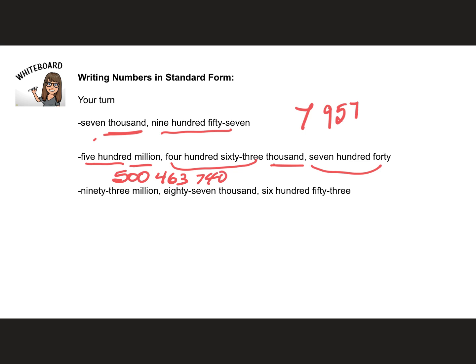And then our last one, again, looking for those keywords, million, thousand. And of course, we have our units period. We always have to start with our units period. So again, in the millions period, we would have 93, space, 87 in our thousands period. Now, this one's a little tricky. To make it 87, we actually need the 0 in the hundred thousands place because it doesn't say anything hundred. So 087 in the thousands period, and then 653.